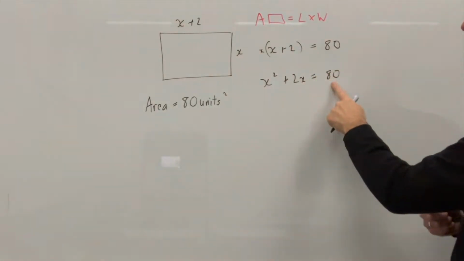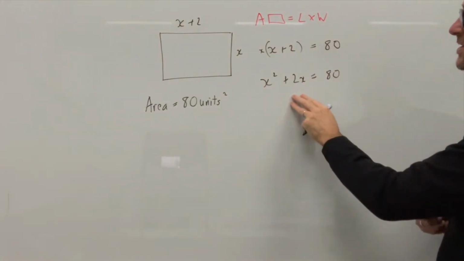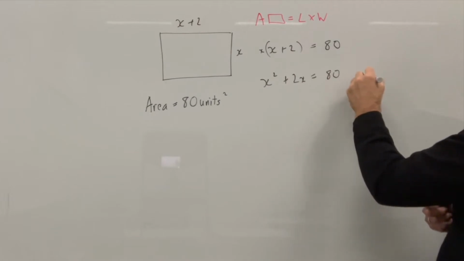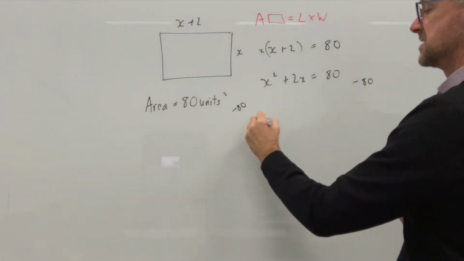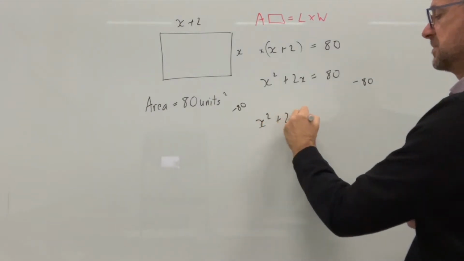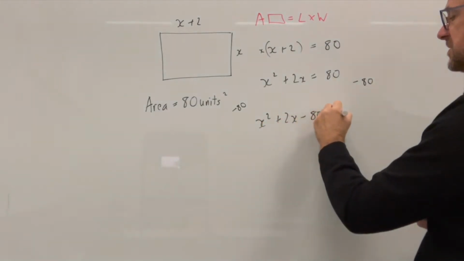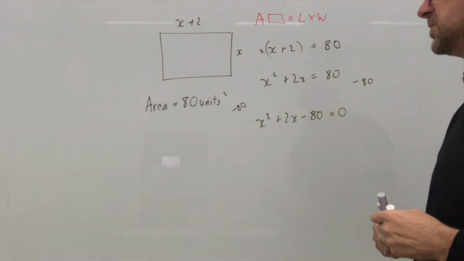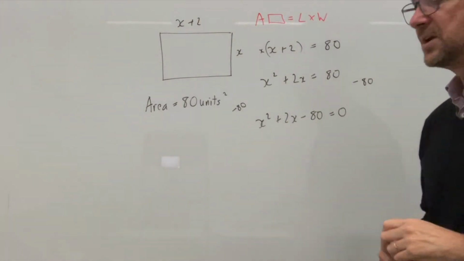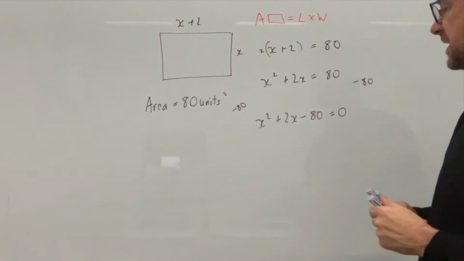We then want to take our 80 across to this side, so to do that we want to take off 80 here, and then take off 80 here, and that gives us x squared plus 2x minus 80 equals 0, so we've set it up in the standard form. And from there we can use the Null Factor Theory in order to solve for x.